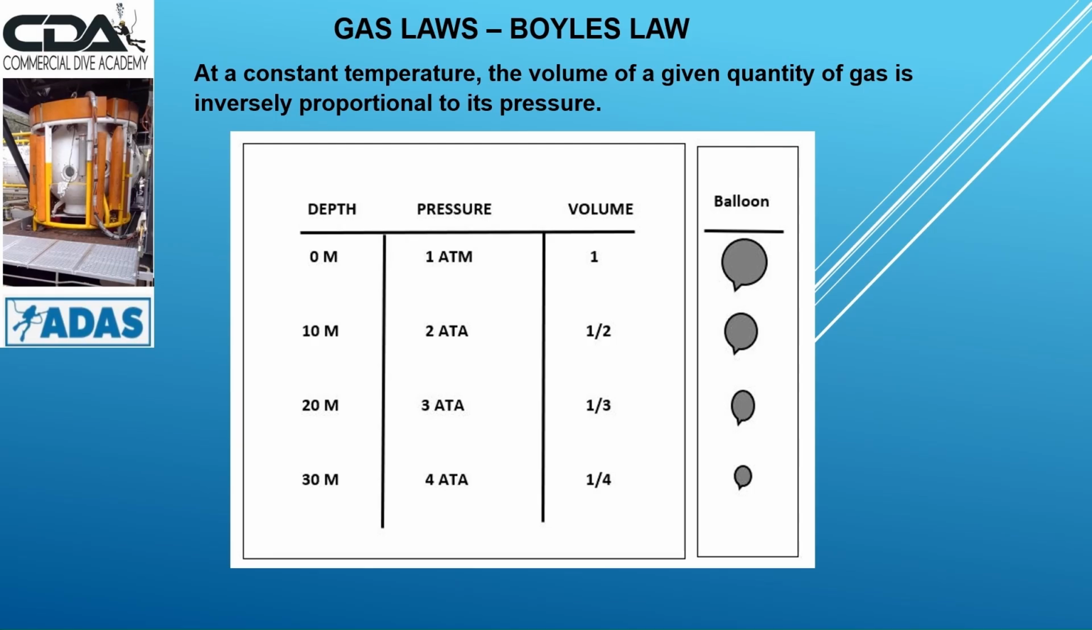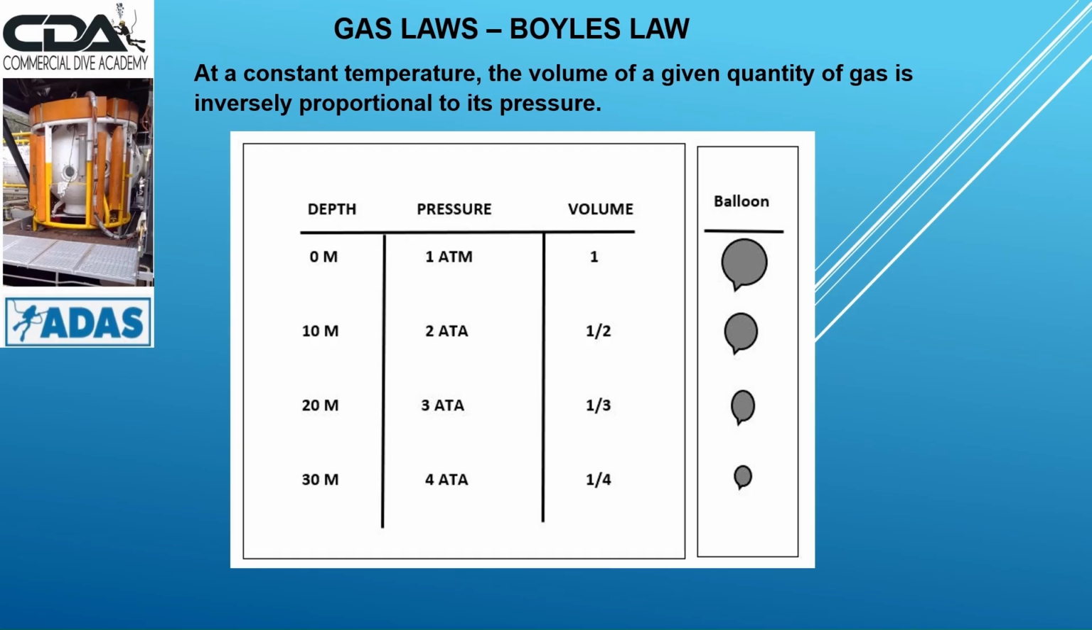At 10 meters of depth, or 2 atmospheres absolute, we've got half the volume, and you can see the balloon has decreased by 50%. At 20 meters, we're at 3 atmospheres absolute, or 1/3 of the volume, and you can see the balloon is now 1/3 of its size. At 30 meters, 4 atmospheres absolute, and the volume is 1/4, or 25% of its original size.